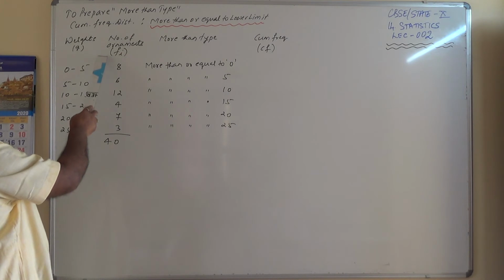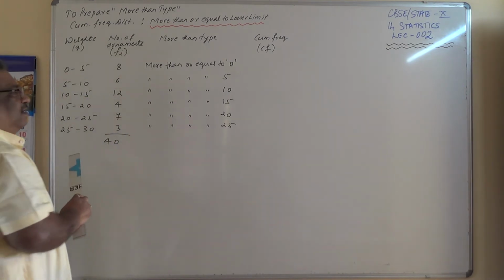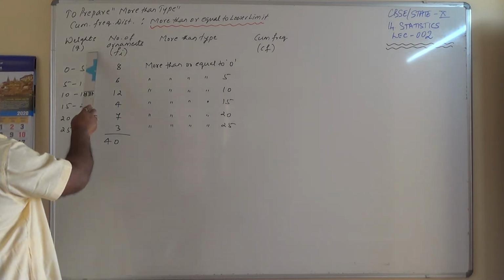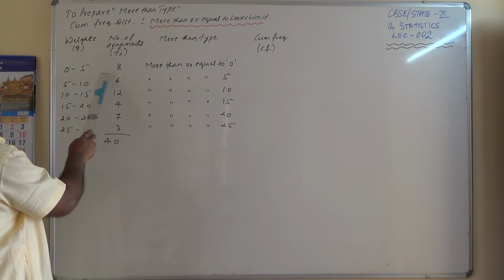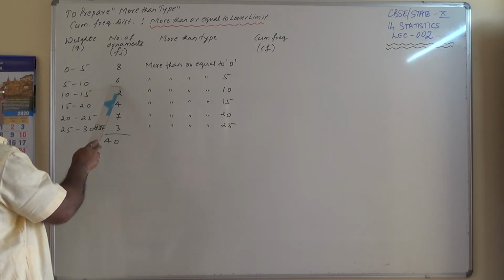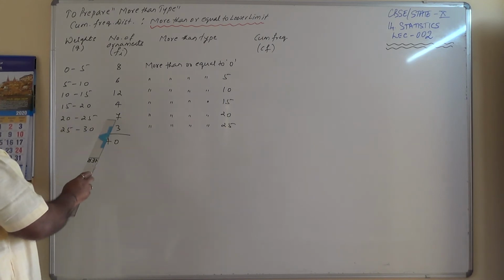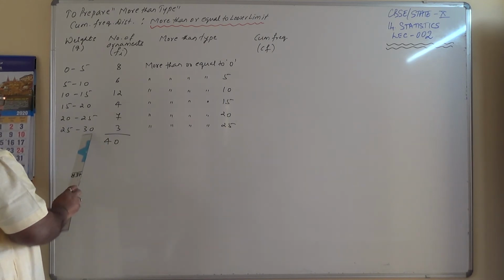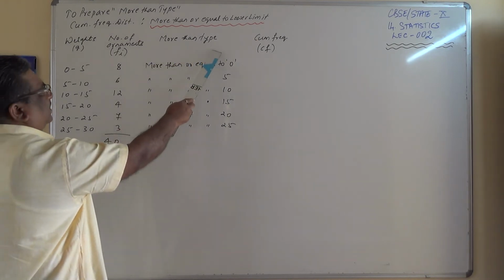So these are the given data. I am taking the same example here which we considered for the previous case. Weights of the ornaments and the number of ornaments have been given over here. 0 to 5 grams, 8 ornaments; 5 to 10 grams, 6 ornaments; 10 to 15 grams, 12 ornaments; and 20 to 25, 7 ornaments. Between 25 to 30 grams, 3 ornaments. What is the more than type of series?